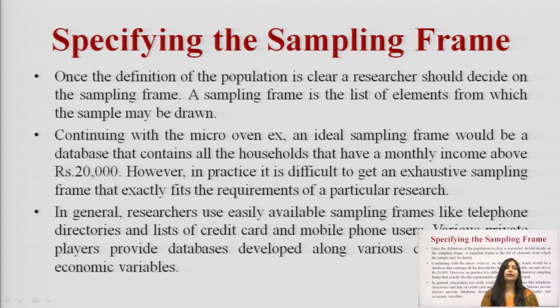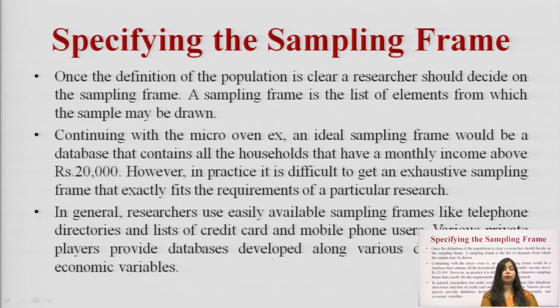Then after that, I need to find your population. We have to specify the sampling frame. So what is basically the sampling frame? One of the definitions of the population is clear that the researchers should decide the sampling frame, and the sampling frame is the list of elements from which the sample may be drawn.